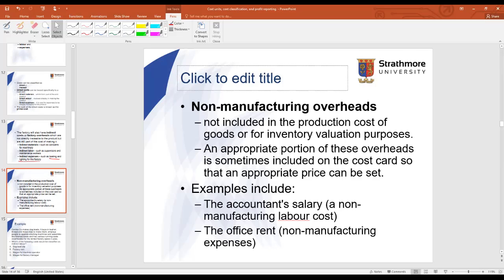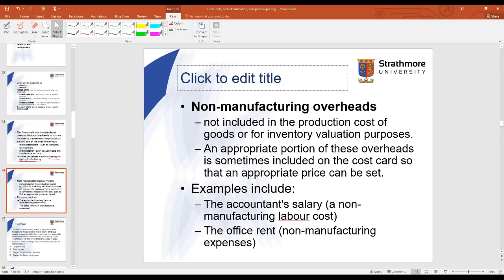They're not included in the production cost of the goods or for inventory valuation purposes, which of course we shall do later on, in topic number 5 going forward. An important portion of these overheads is sometimes included in the cost cards so that an appropriate price can be set, based on the costing method and the profit method we shall be using.